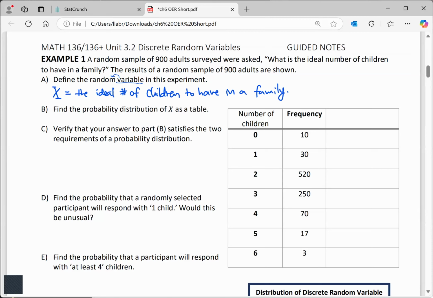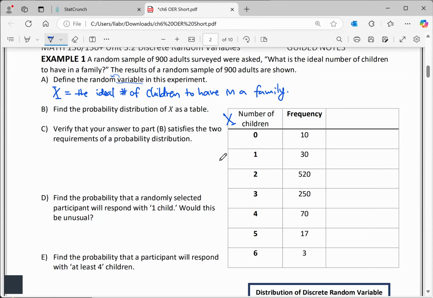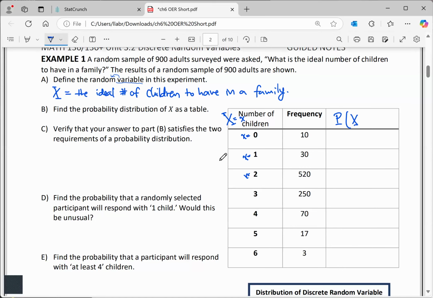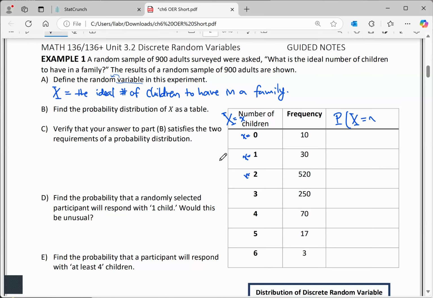B, find the probability distribution of the random variable X as a table. So let's go ahead and remember what that means. That means you have to include every possible outcome, which is kind of easy because we have a little table right here. So we already know that the ideal number of children could be this small value. The small value in this case is 0, could be 1, could be 2, all the way up to 6. And the last thing I need to do is find the corresponding probability. So what is the probability that the random variable takes on this specific value?